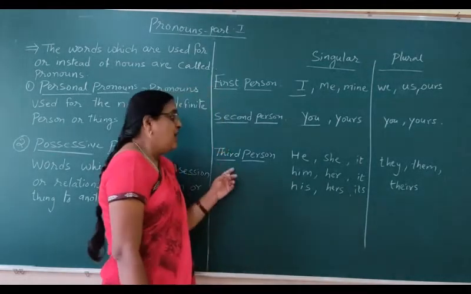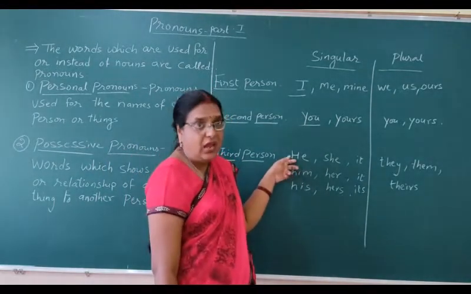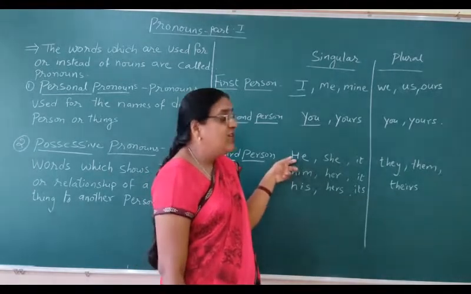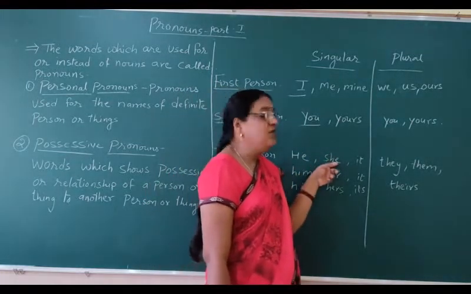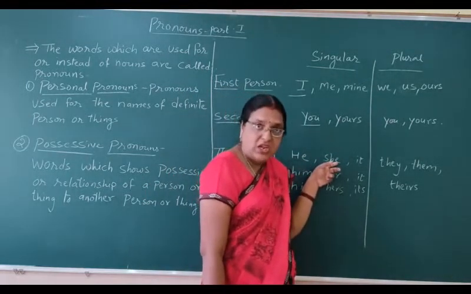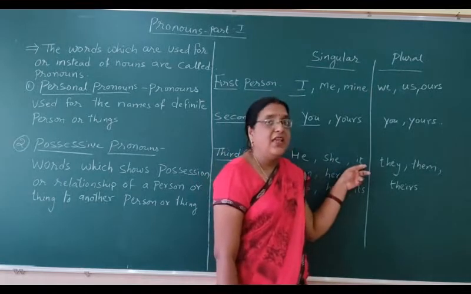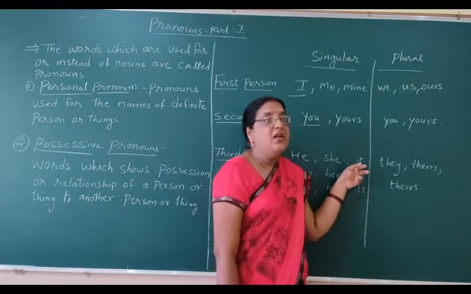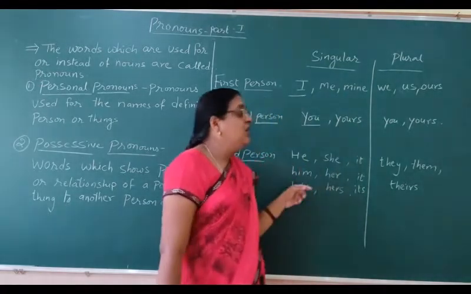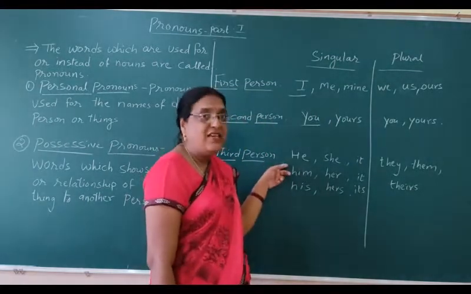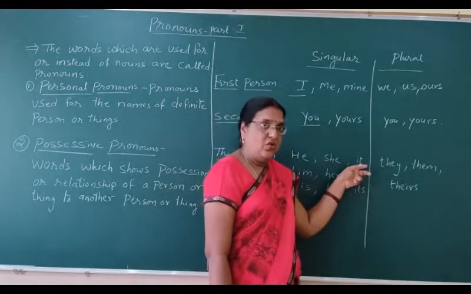Okay, students? If we are talking about the masculine gender, we say he. If we are talking about the feminine gender, then it is she. And if we are talking about anything non-living or an animal, then we say it, in the singular third person. Which case is this? This is the subjective case: he, she and it.